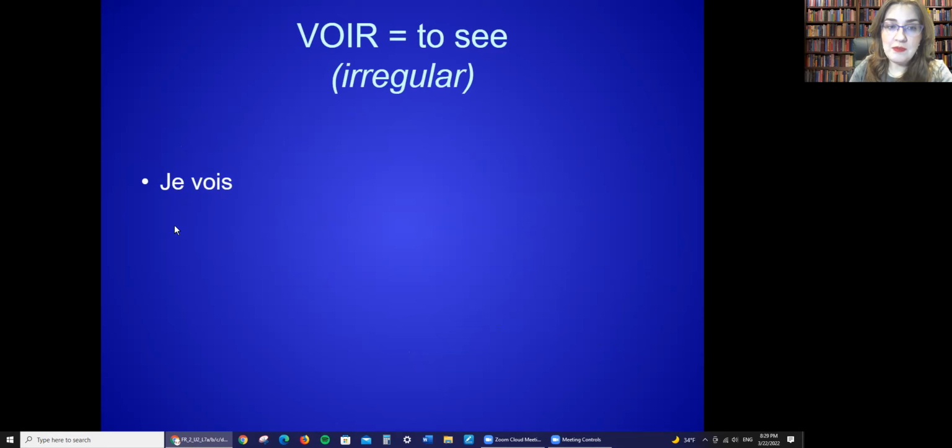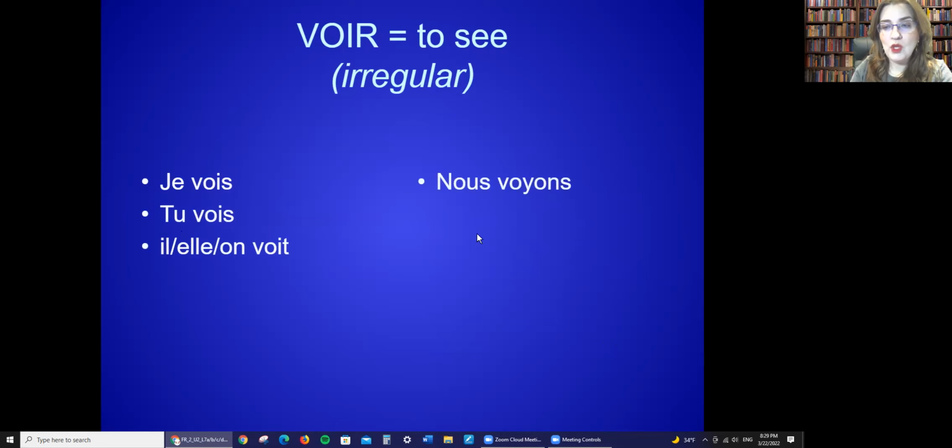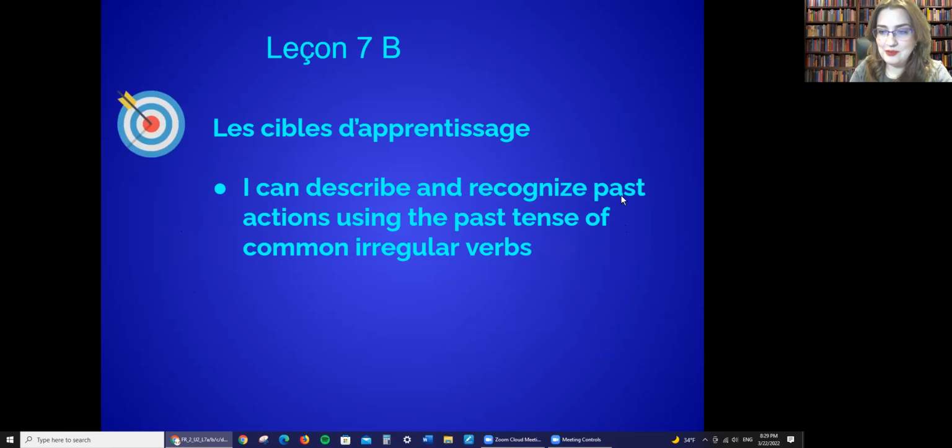Je vois. Tu vois. Il voit. Elle voit. On voit. Nous voyons. Vous voyez. Il with an S and elle with an S, voit. So this voit, the plural one, sounds like the singular one. The E and T in the present is silent. And as you can see, it's irregular. We have a Y here, Y. Okay?